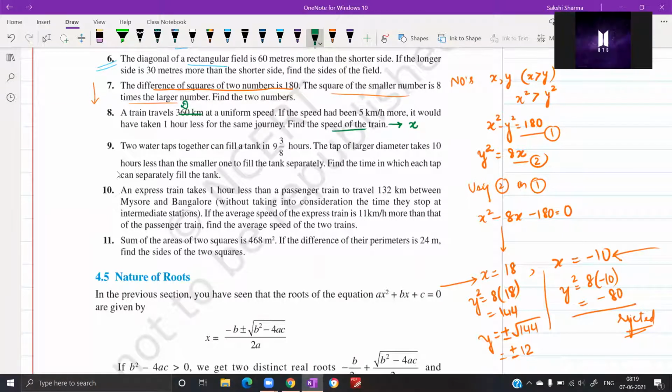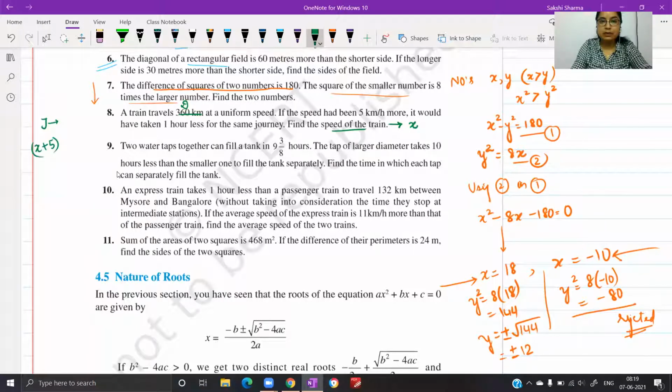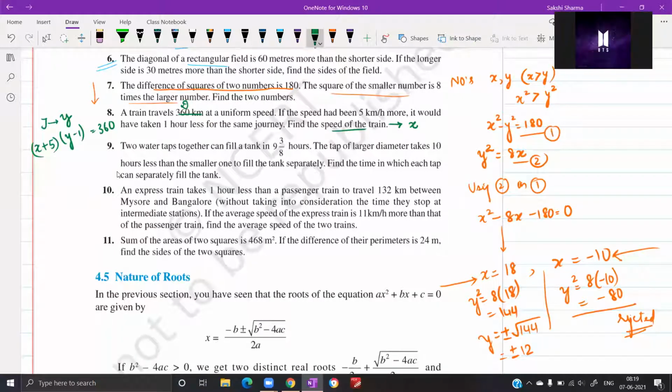Ma'am, we will assume speed as x and time as y. Okay. Speed into time is equal to distance, that is xy. Okay. And first equation will be x plus 5 and y minus 1 is equals to 360. X plus 5 and y minus 1 equals to 360. All right.